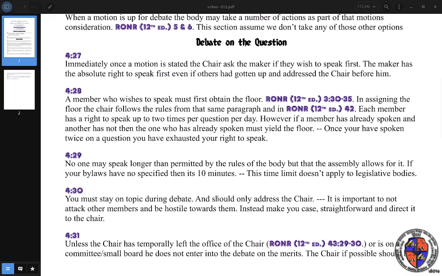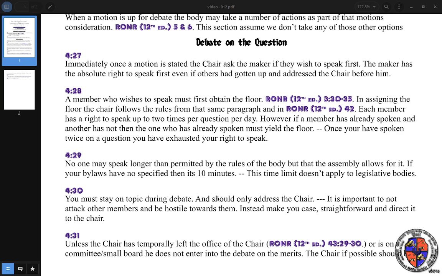So, immediately once a motion is stated, the chair asks the maker, do you want to speak first? If the maker wants to speak first in debate, they have the absolute right to do so, even if another member already has gotten up, addressed the chair to seek the floor.